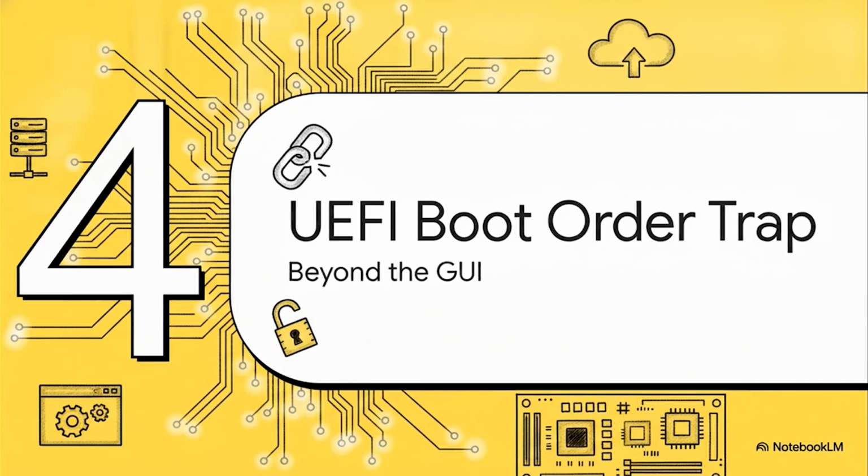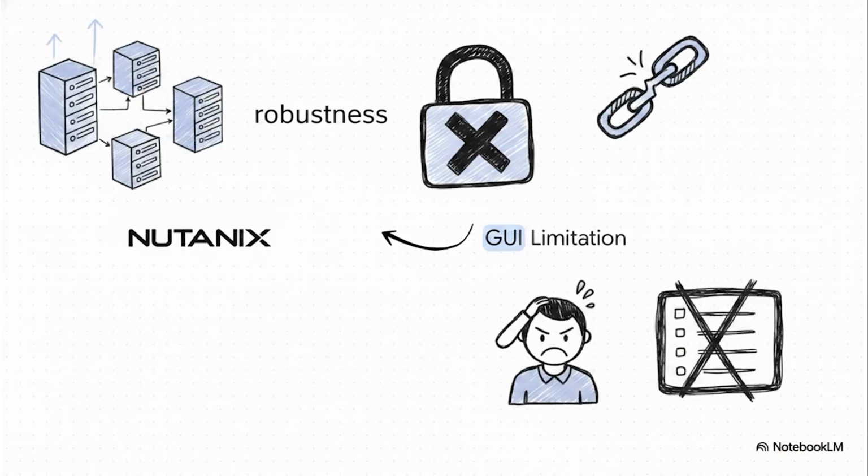Let's see how this builds into our next crucial topic, Section 4, the UEFI boot order trap. We are moving beyond the graphical interface now. We just talked about how robust Prism Central and Prism Element are. But here is the critical limitation you absolutely must know for Objective 6.1. Currently, Nutanix does not support setting up the boot device order for UEFI VMs using either of the web consoles. You simply cannot do it in the GUI.